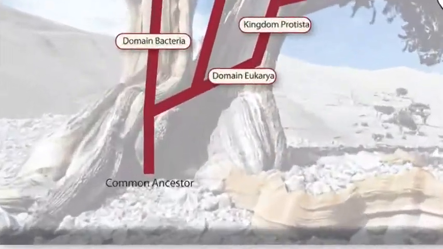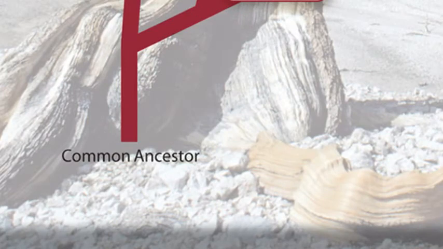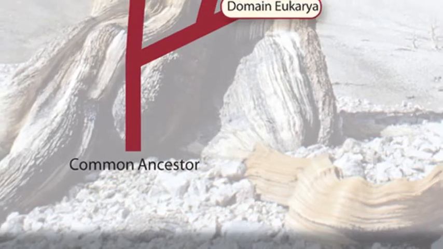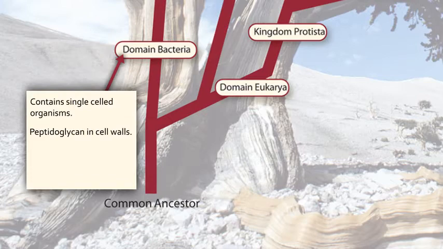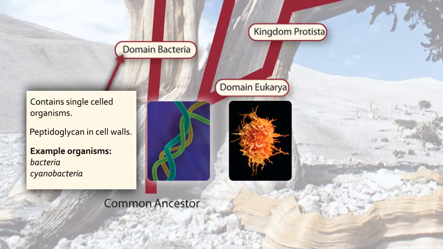Notice that all of the branches are connected at the trunk, which is labeled Common Ancestor. 3 domains branch off the common ancestor. Domain bacteria contain one-celled organisms that contain peptidoglycan in their cell walls. Peptidoglycan is a polymer that contains 2 kinds of sugars that alternate in the chain. Examples from this domain are bacteria and cyanobacteria.